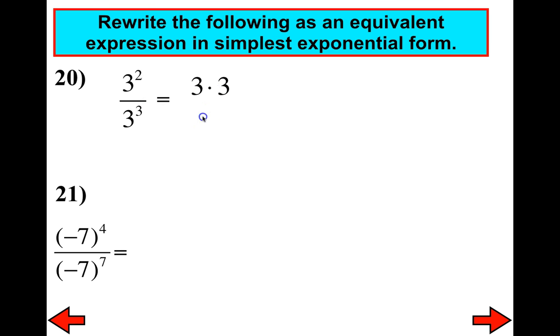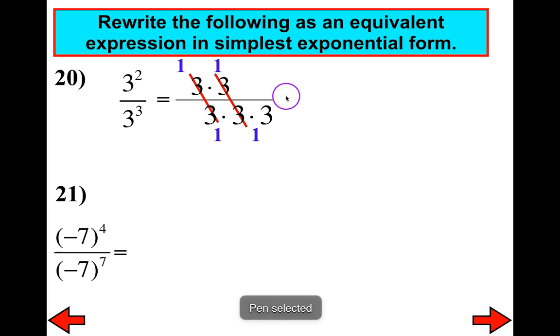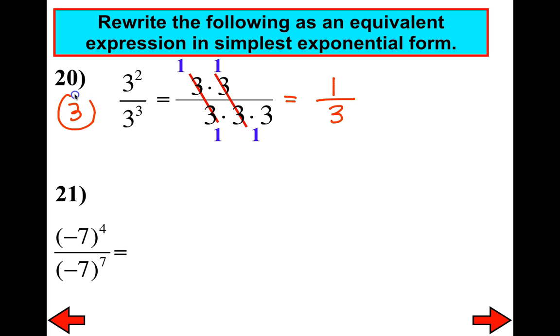Here, let's go ahead and continue. 3 squared is 3 times 3. 3 cubed is 3 times 3 times 3. I'm going to cross cancel. Now I'm going to start with my fraction and say I have a 1 in my numerator and I have a 3 in my denominator. So notice there's a difference. A lot of students without doing this step might accidentally put an answer of 3, which would be wrong.